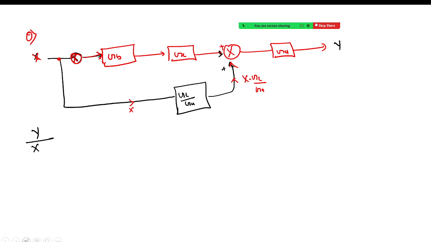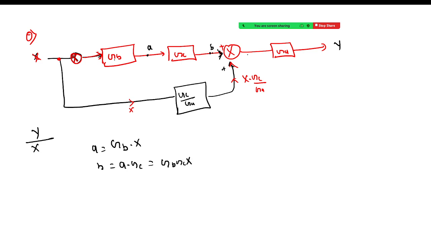So here what happens? Let's say I will be naming here, that is A and that is B. So what can I write? A is equal to what? GB into X. And what is B? B is equal to A into GC. And we have calculated the value of A. So can I write GB GC into X?